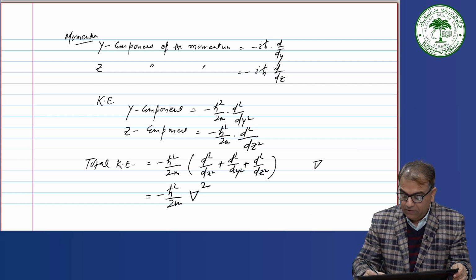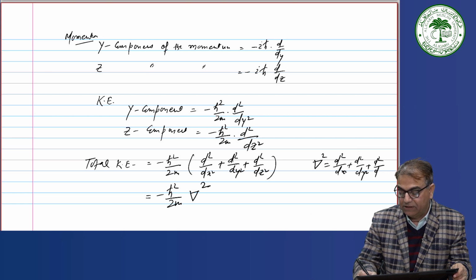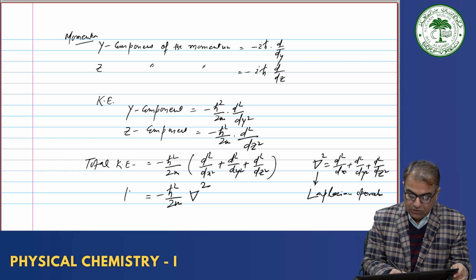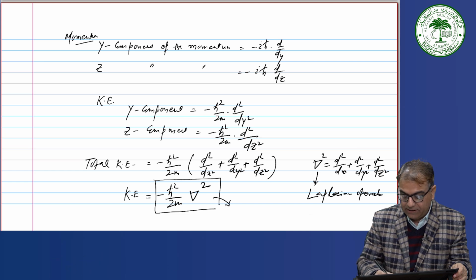del square, where del square is actually another operator which is called, we did this in the previous derivation of Schrodinger wave equation, the Laplacian operator. Okay, and this is called Hamiltonian operator, total kinetic energy.